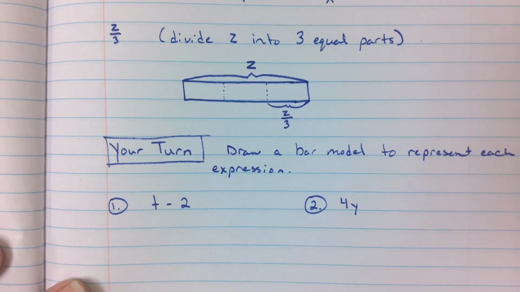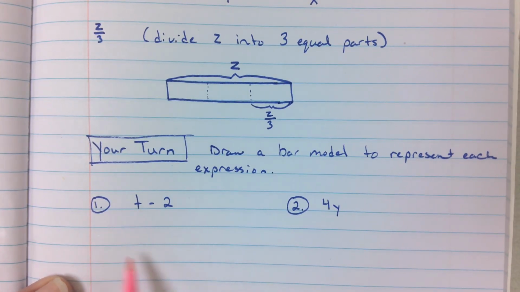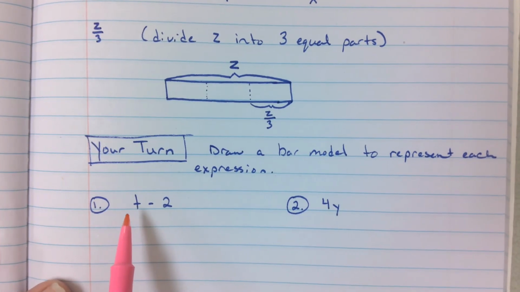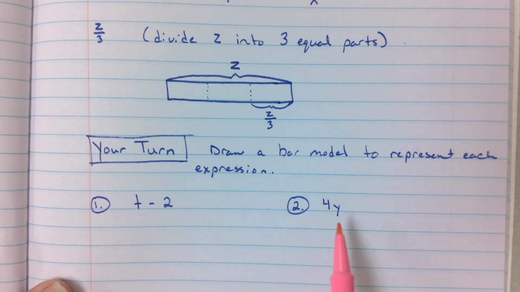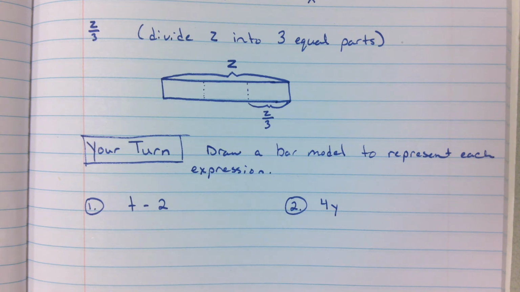And then the your turn, it says draw a bar model to represent each expression. I want you to do this in your math journal. t minus 2 and 4y. Draw those bar models.